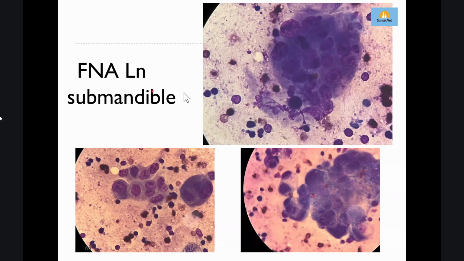Which one, epithelial cancer? Inflammation or cancer? Cancer. Okay, if it's cancer, what kind: epithelial, round, or mesenchymal? I think it's epithelial, yes, because this is the epithelial one. So you can see it.